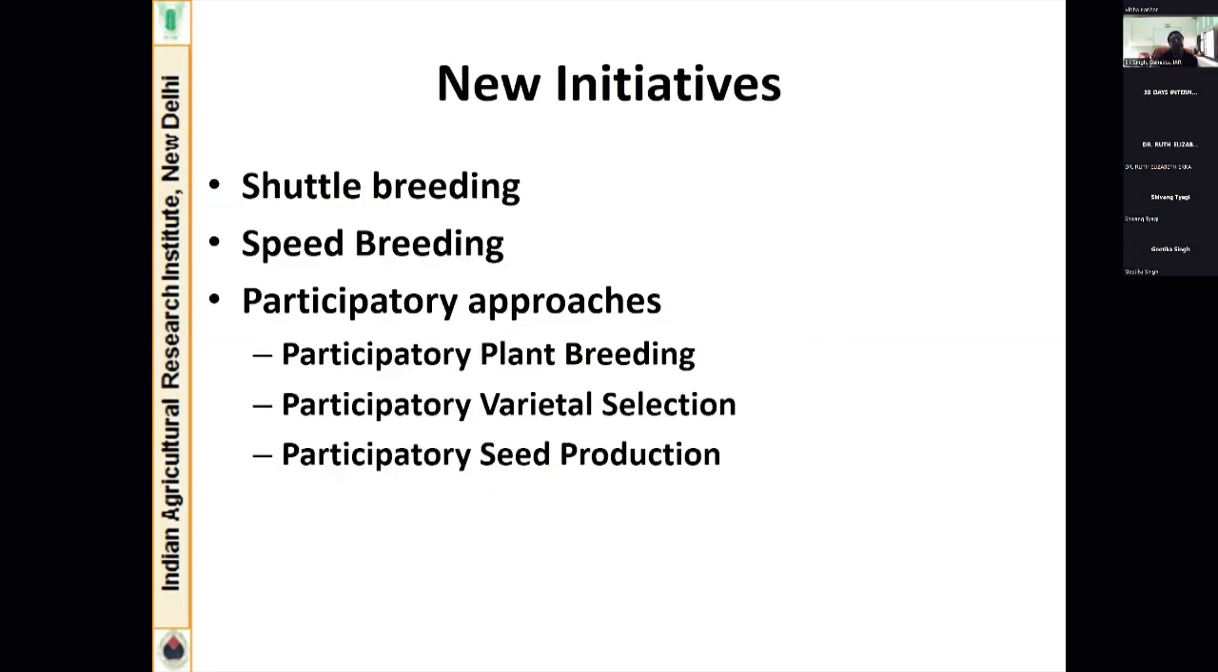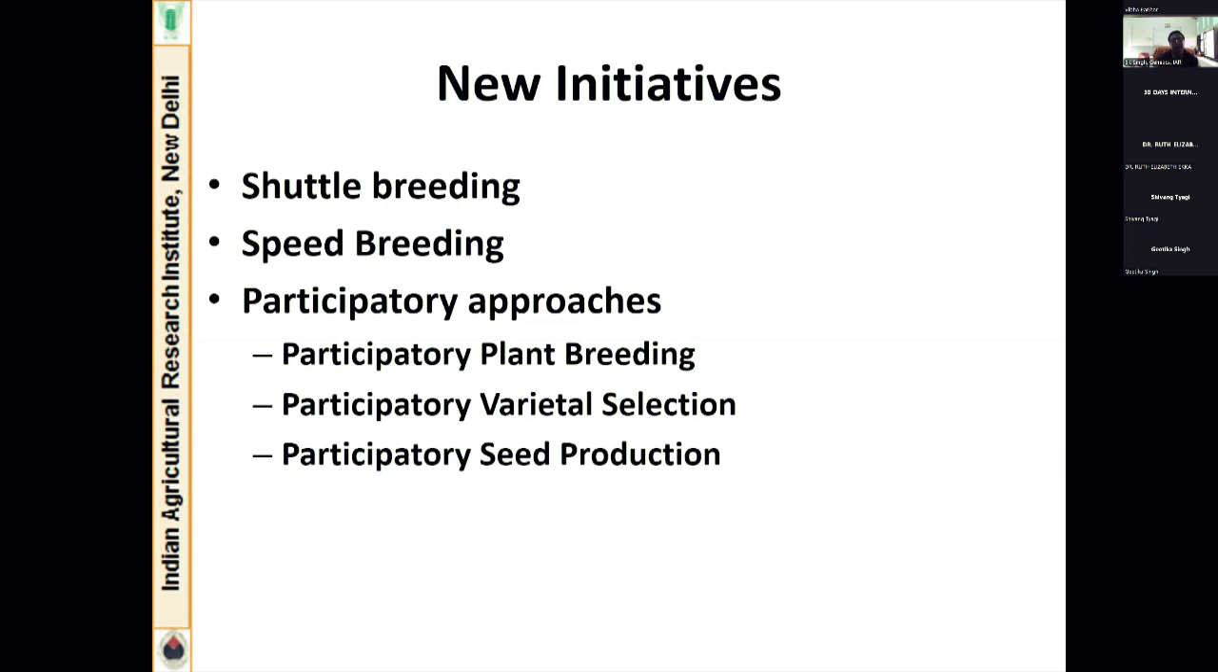Among these, some new initiatives have been developed, and these are new terminology which most students and young researchers should know: shuttle breeding, speed breeding, and participatory approaches for plant breeding, varietal selection, and seed production. Shuttle breeding is the shuttling of the breeding material between two locations.